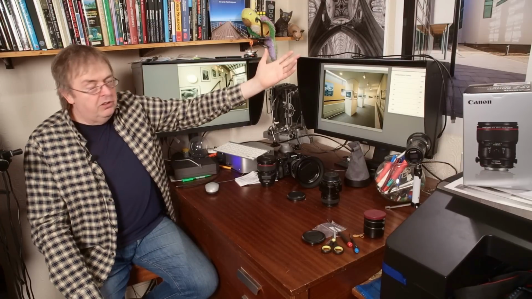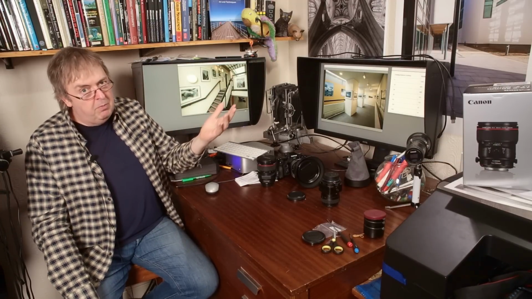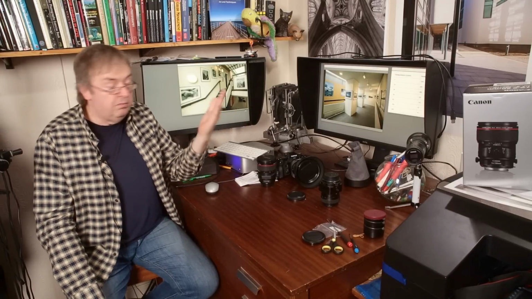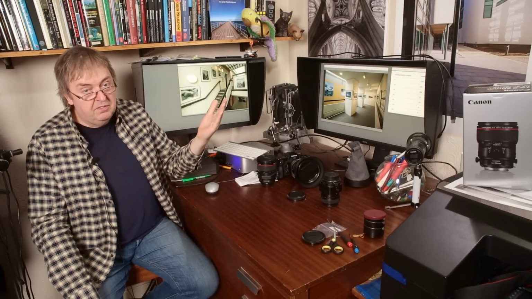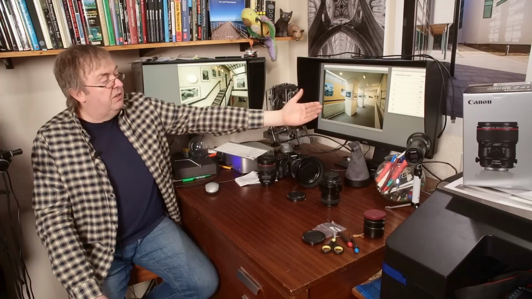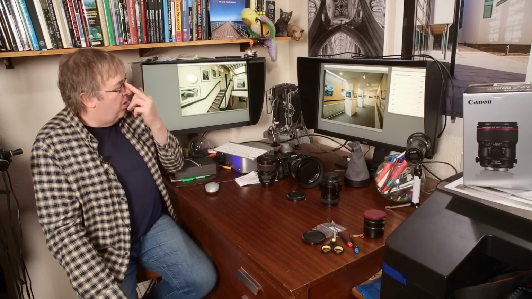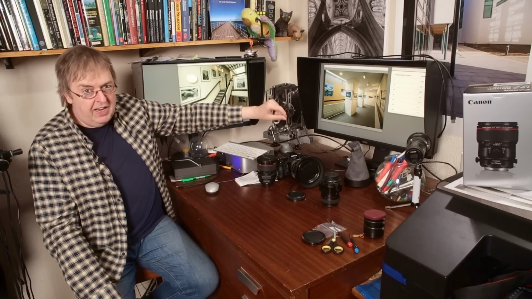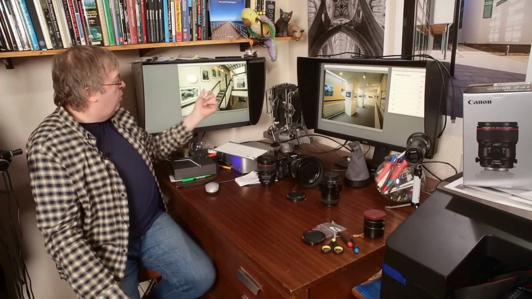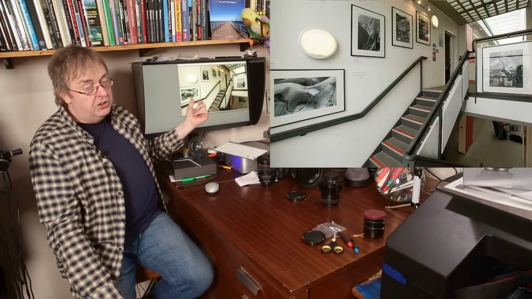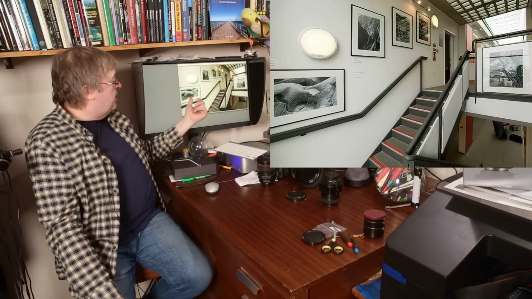So for big prints, if nobody's going to view them from closer than a couple of feet, you don't need to go to better than 300. 300's fine. In fact, the example I've got here, from an exhibition I had in 2005, we've got some prints here on the staircase.